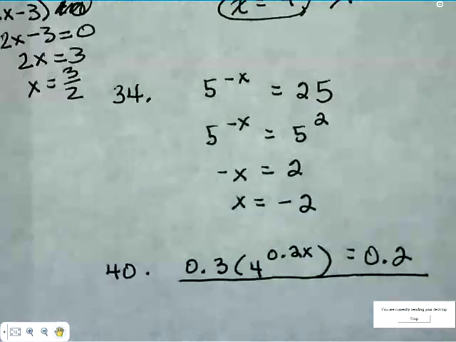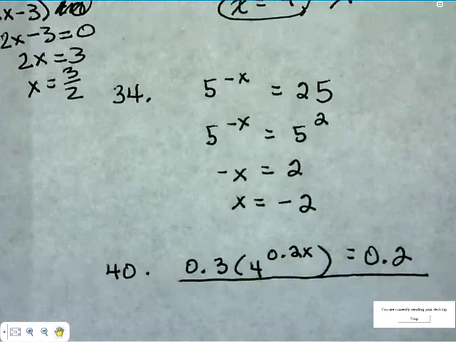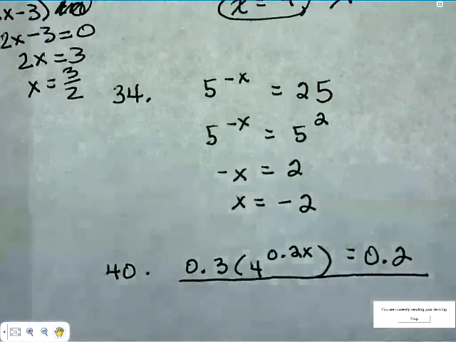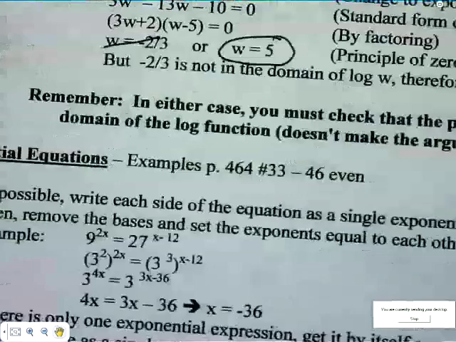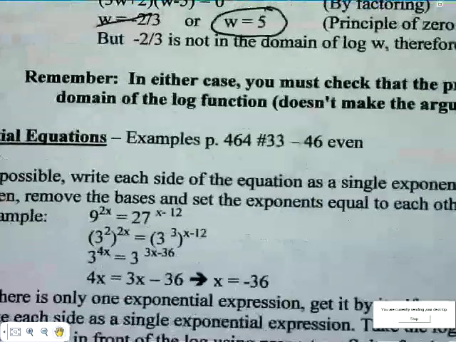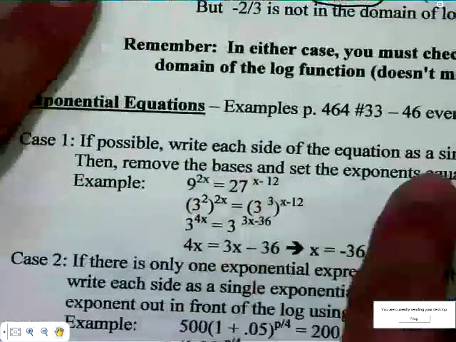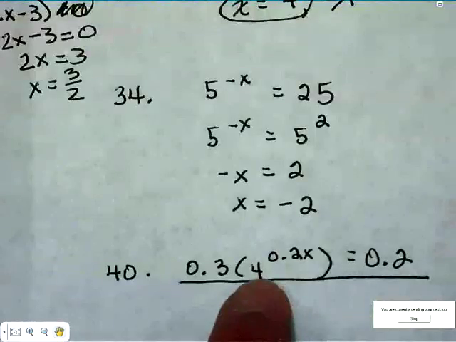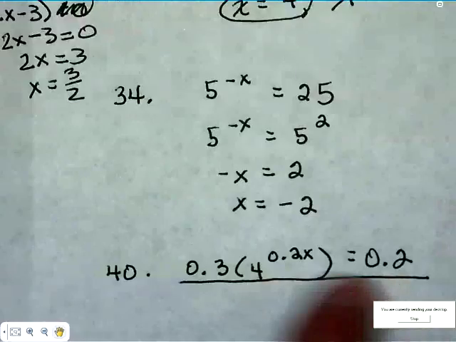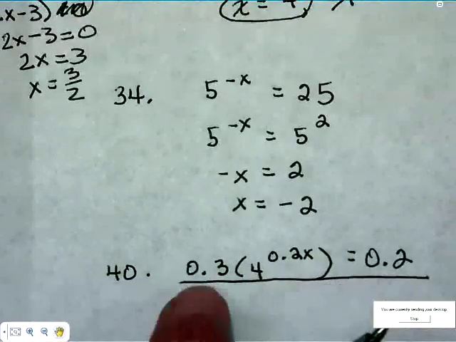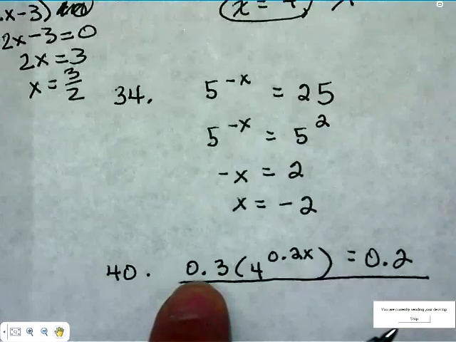I look at that problem, I have no idea how to start. That's why I type things for you. Look at the things I type. The exponential equation, do you think we're going to be able to write both sides having the same base? I could write the 4 and the 0.2 both as powers of 2, but I don't think I'm going to be able to write 0.3 as a power of 2. So I don't think it's case 1.